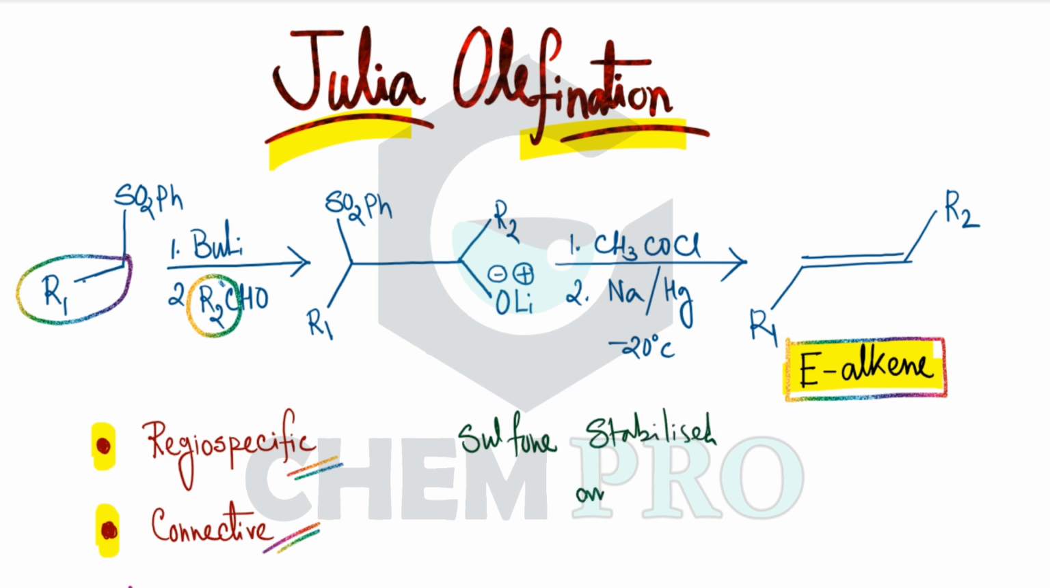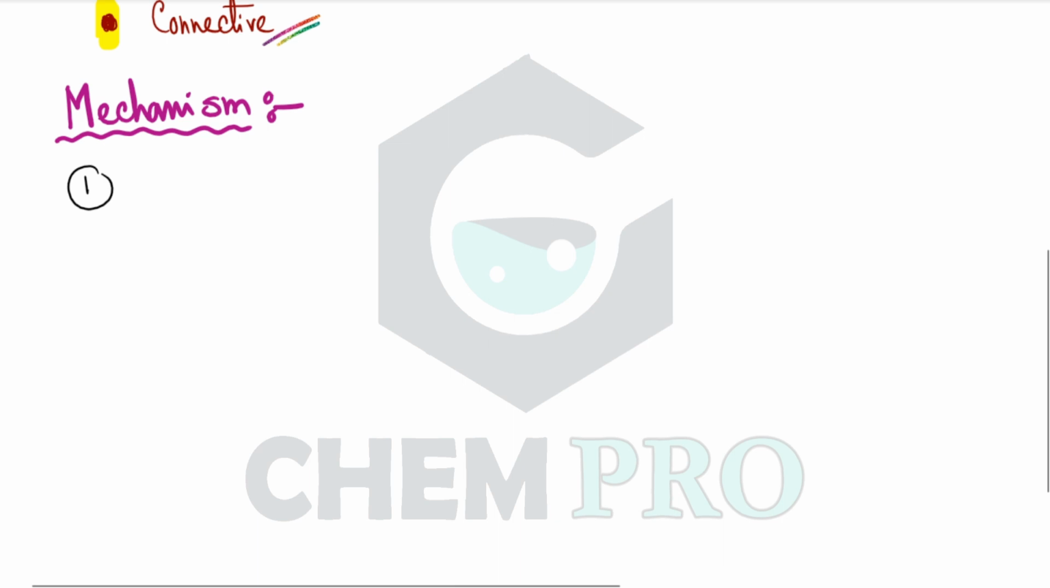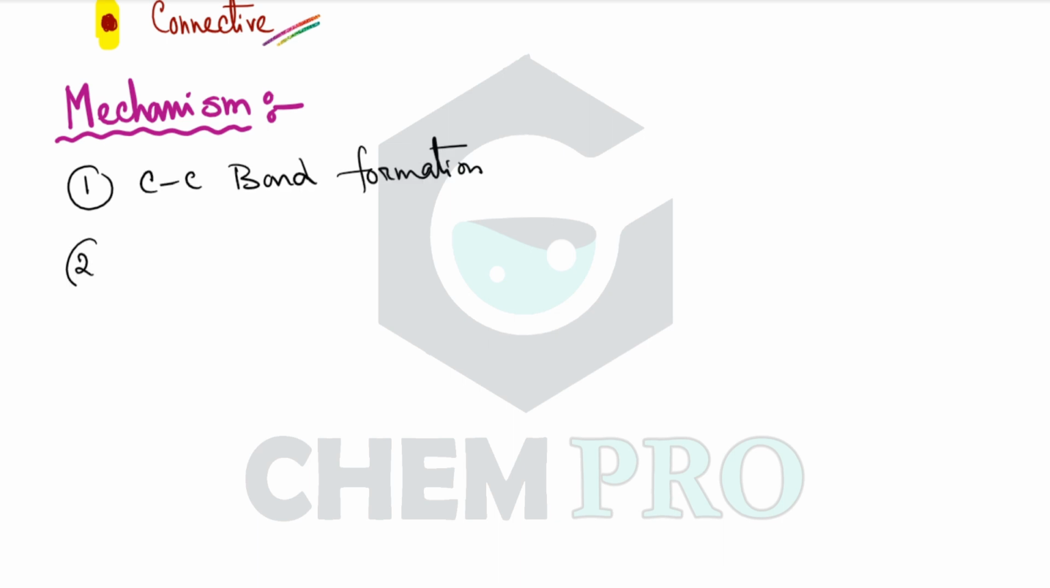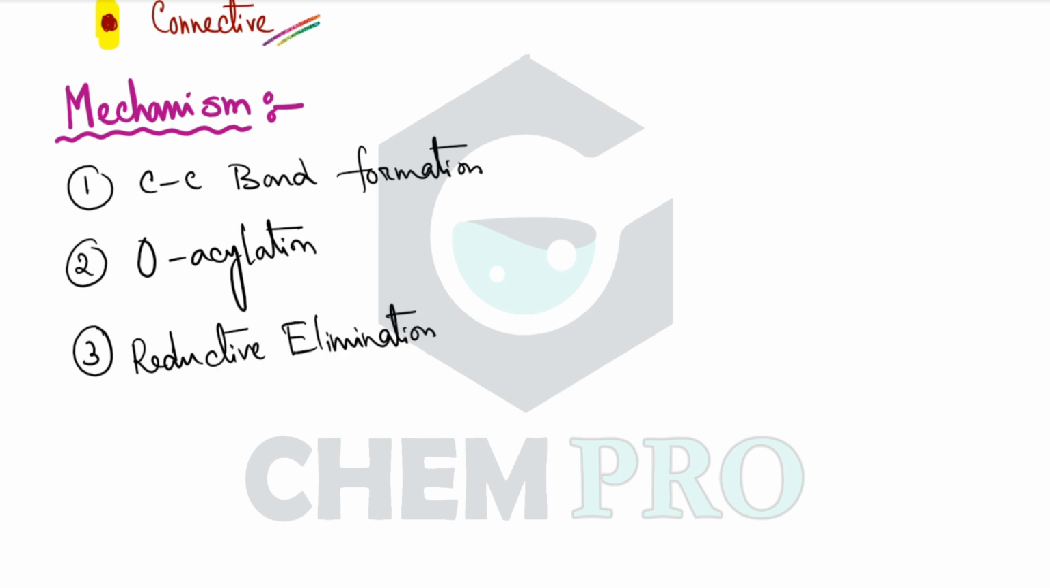Now the reaction has three steps in the mechanism. The first step is carbon-carbon bond formation. The second step is O acylation, and the third step is a reductive elimination. So to understand these three steps, we have to consult the mechanism first.